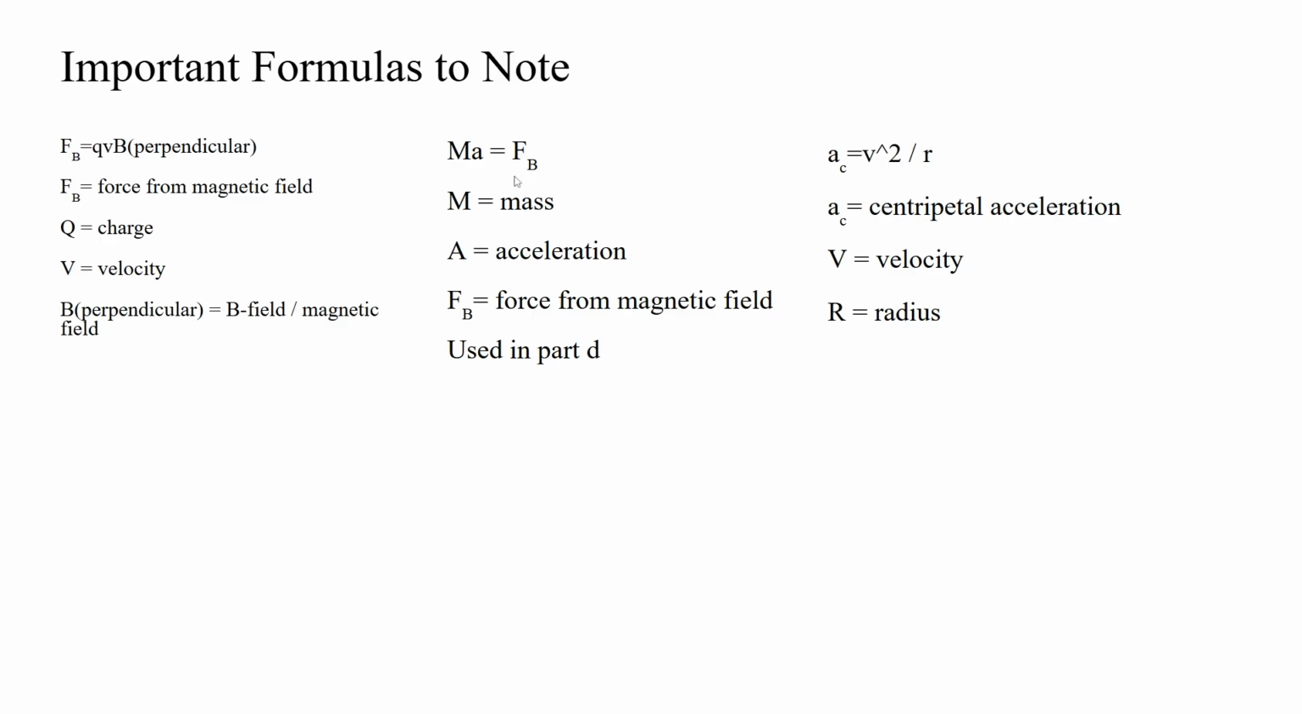Here we have F of B equals MA, fairly simple. We will be using this in part D. I'll explain it more when we get there, but F of B equals sigma F in the whole FRQ. We can conclude that F of B equals mass times acceleration. Here we have some UCM stuff, uniform circular motion, where centripetal acceleration equals velocity squared divided by radius. We will be using this in part E of the FRQ.